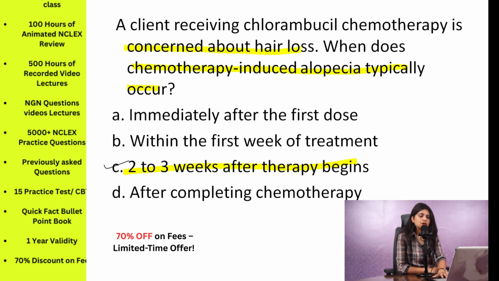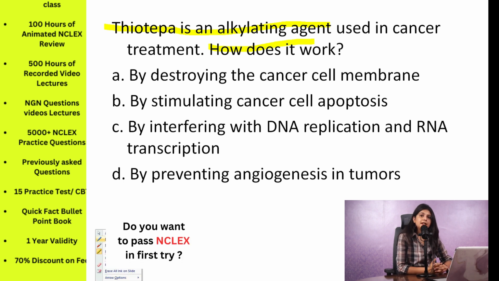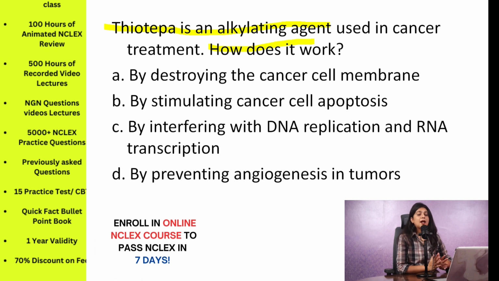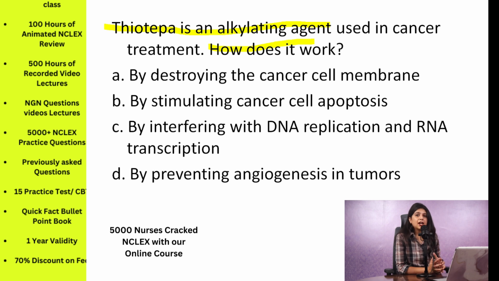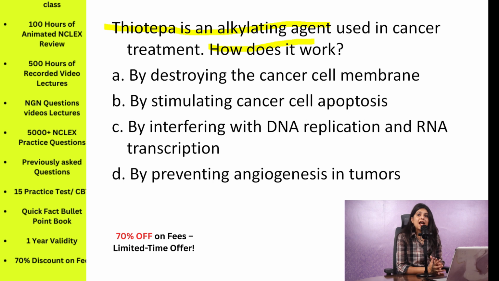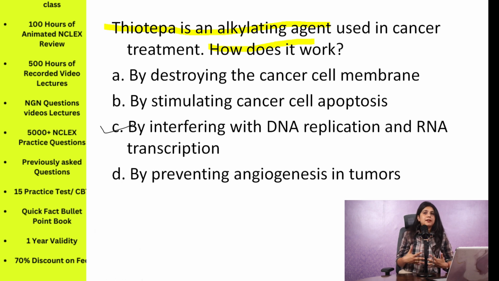Let's tackle another question. Thiotepa is an alkylating agent used in cancer treatment. How does it work? A. By destroying the cancer cell membrane. B. By stimulating cancer cell apoptosis. C. By interfering with DNA replication and RNA transcription. D. By preventing angiogenesis in tumors. Answer: C. Rationale: Thiotepa disrupts DNA replication and RNA transcription, preventing cancer cells from multiplying.